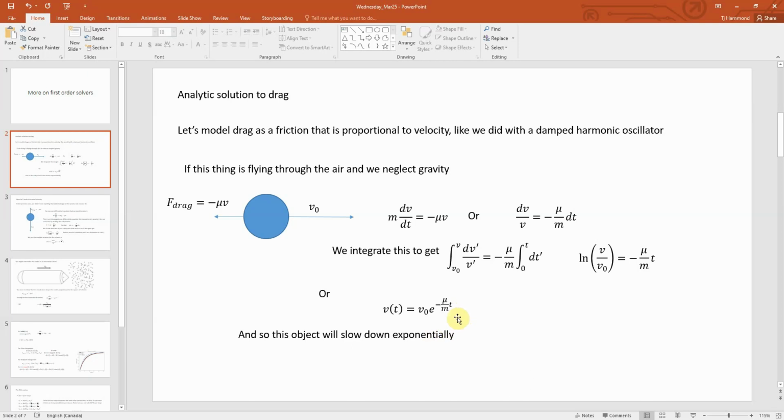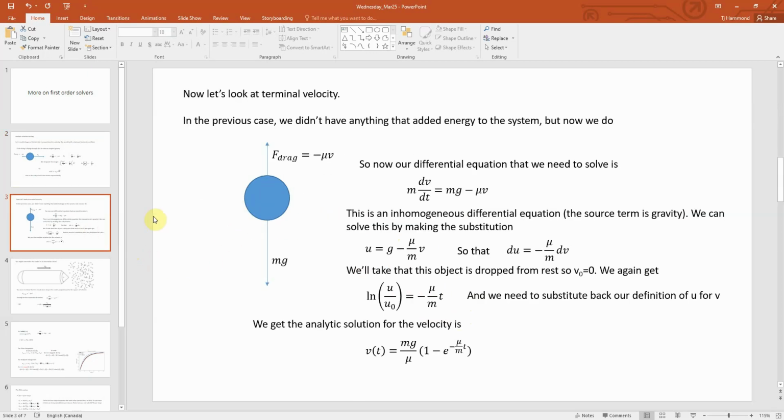So what does that tell us? We have an exponential decay of the velocity. This thing starts off at t equals 0 with v naught, and then as time progresses, this ball will slow down by an exponential amount. So we already kind of know what this is going to look like. This is nice because this is basically the simplest case for drag. Let's look at the next case, which is when we actually have terminal velocity.